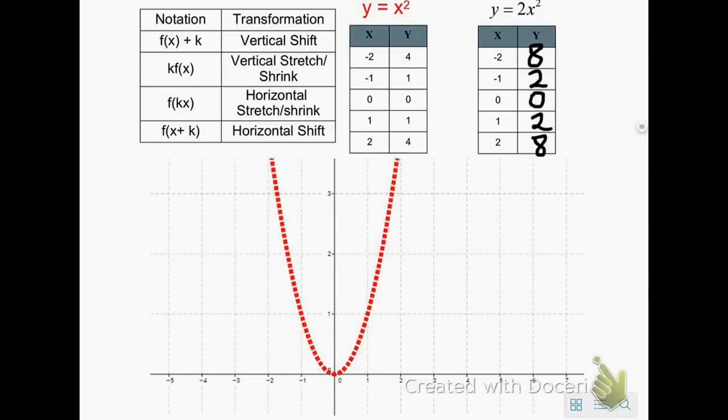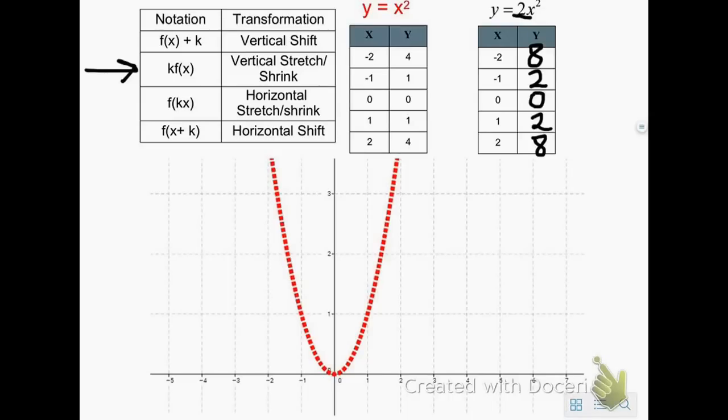Next example, I want to compare the function y equals 2x squared to the parent function y equals x squared. Now notice this time the 2 is not inside the parentheses, but it's multiplied instead of added or subtracted. So it would be an example of the second type of transformation, where your k, your constant, is multiplied in front of your function. So we know this is going to be either a vertical stretch or a vertical shrink.